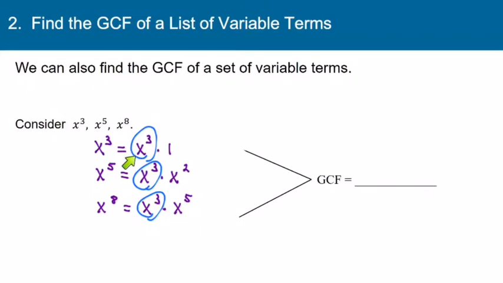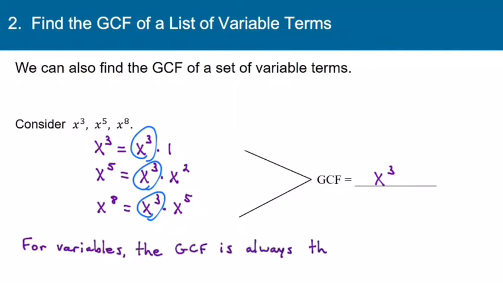5th. So you see that all three of these terms contain a factor of x to the third. So the GCF is x to the third. In fact, we could do this same trick no matter what the smallest power is. So for variables, the GCF is always the smallest power that's common to all the terms.